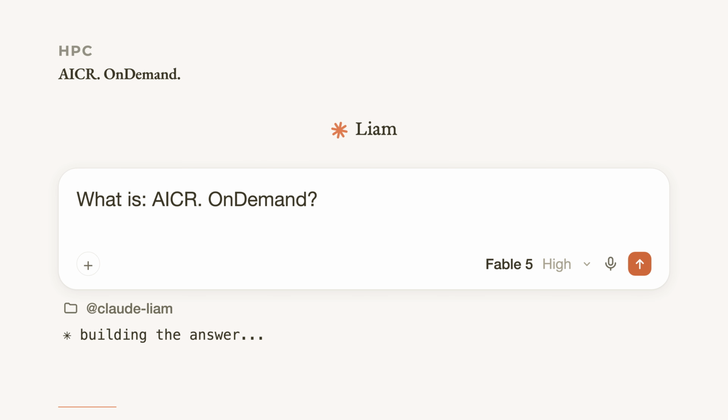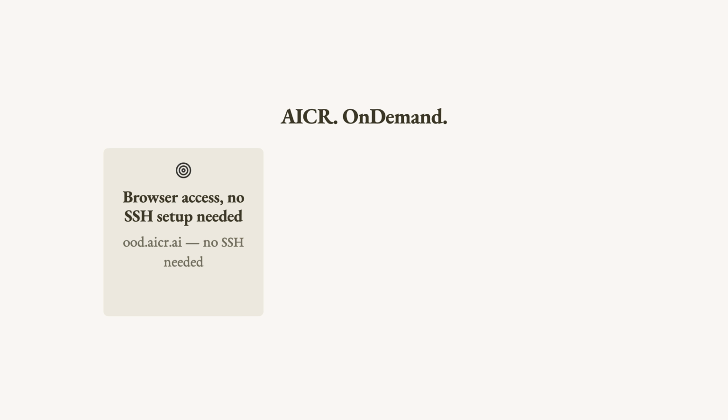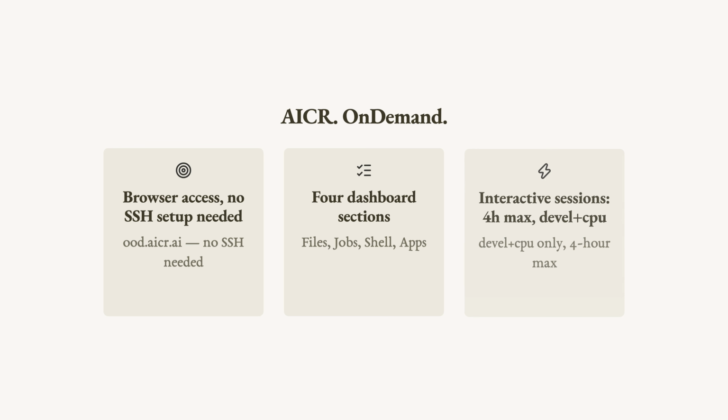Files, shell, Jupyter, remote desktop, all from a browser tab. OnDemand is the zero setup path to Acre. If you have not configured SSH yet or prefer a graphical interface, start here. It does everything a terminal session does, plus file upload, a visual job monitor, and one-click JupyterLab.